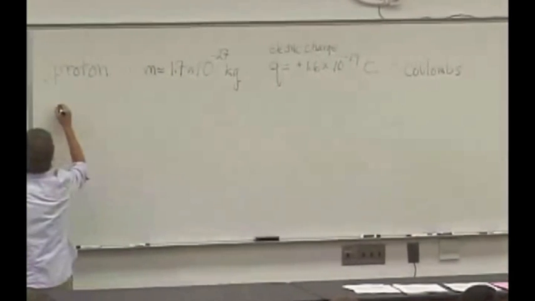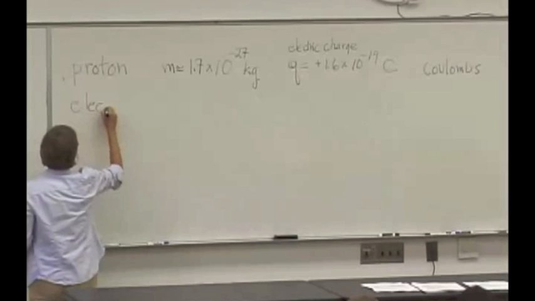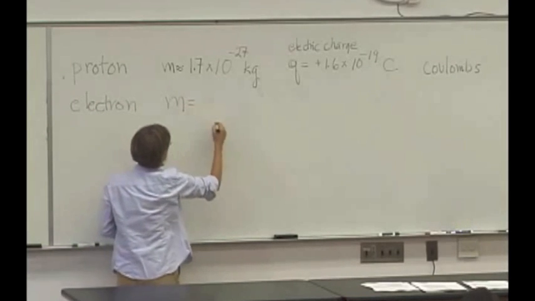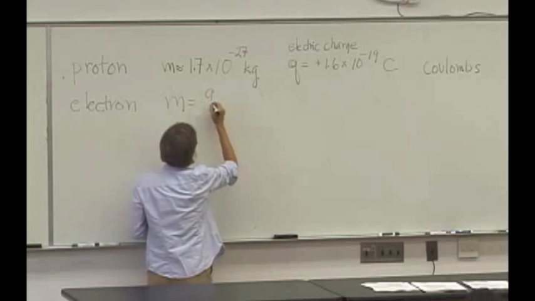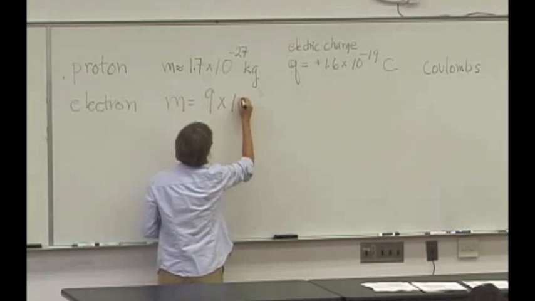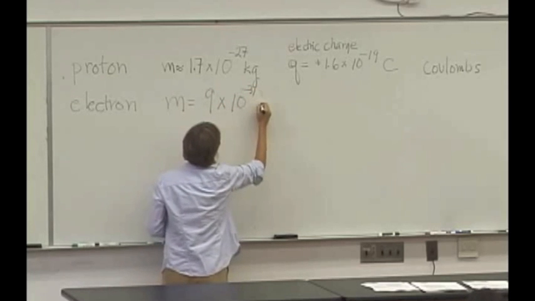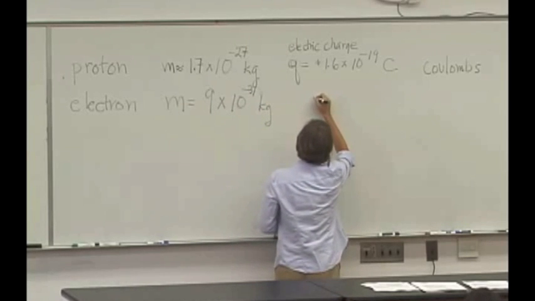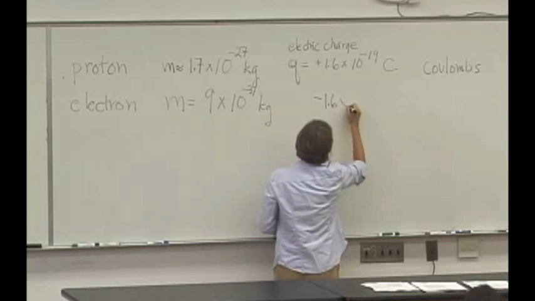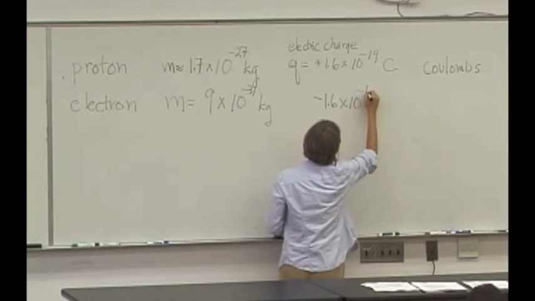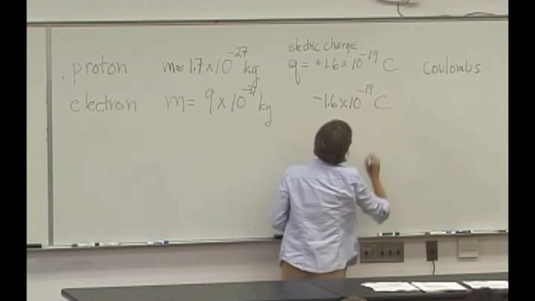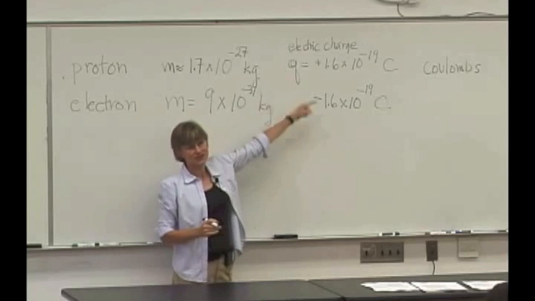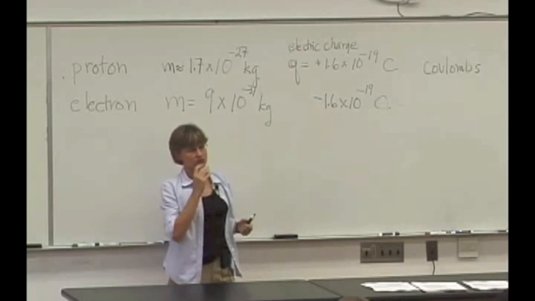You know about electrons also. An electron is much less massive than a proton. It has a mass of about 9 times 10 to the minus 31 kilograms. And its charge is minus 1.6 times 10 to the minus 19 coulombs. So it has a negative charge exactly opposite to the positive charge on a proton.